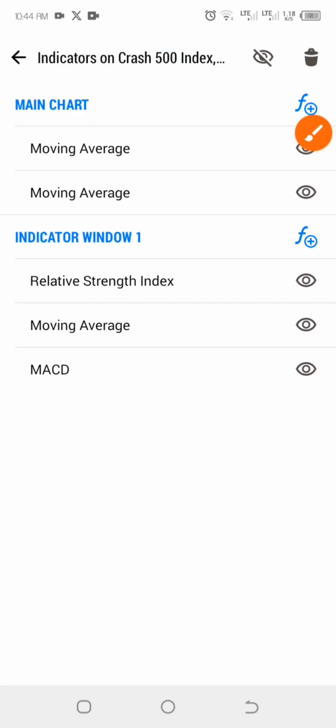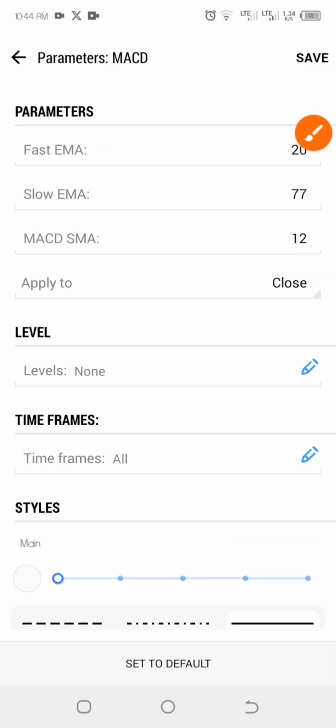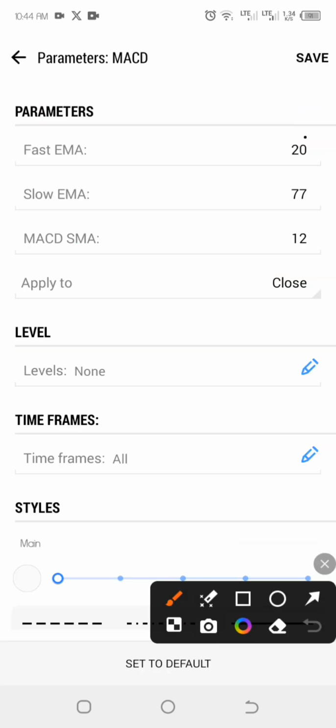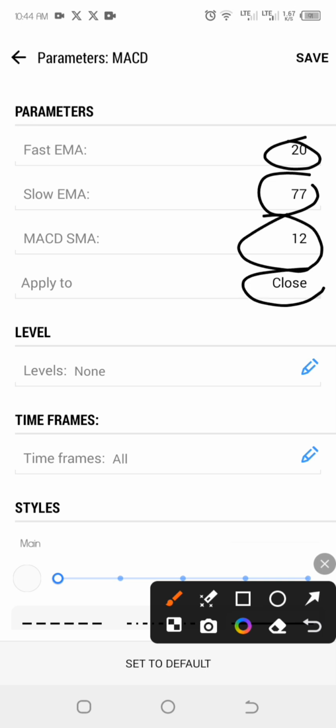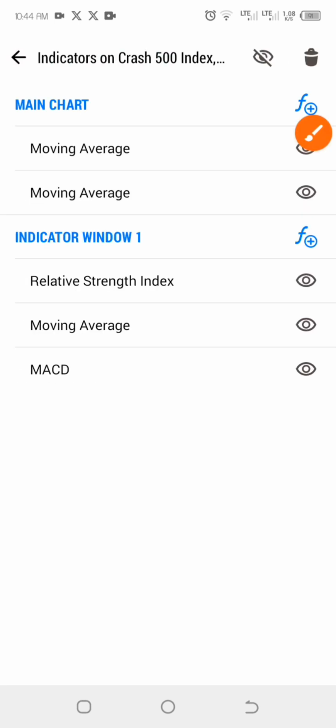Then for the last indicator, which is the MACD, we click on this F icon right here. Search for MACD and click on it. Now for the MACD, fast EMA is 20, slow EMA is 77, MACD SMA is 12, apply to close. And for the style, we only need the signal. Use any color of choice and click on save. And that's all the settings we are going to be using for this strategy.